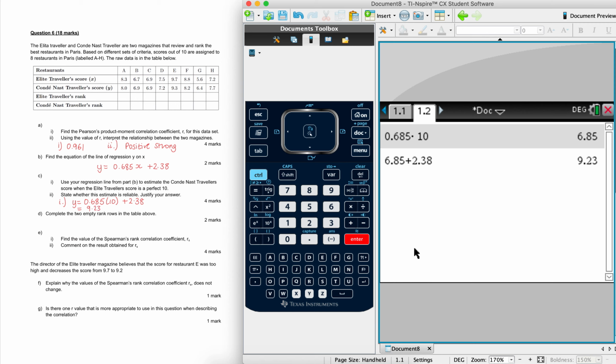And then I need to state whether it's reliable. Now, it's actually not that reliable because the values that I've been given only go from 5.6 to 9.7. So it is a little bit outside of my region, so it's extrapolating. However, we have got good, positive, strong correlation. So you could argue that either way, really, so long as you justify your answer. So it's extrapolating, it's outside of the region, but it's also strong correlation.